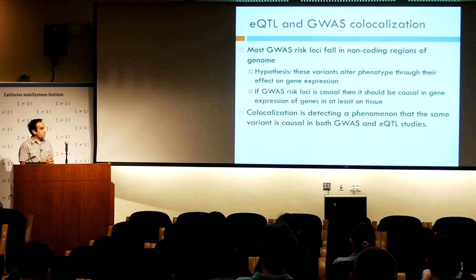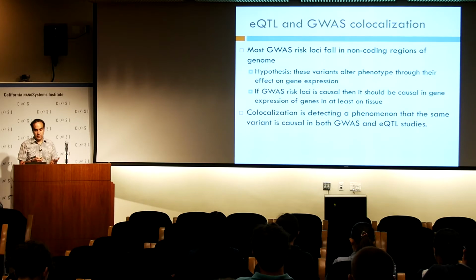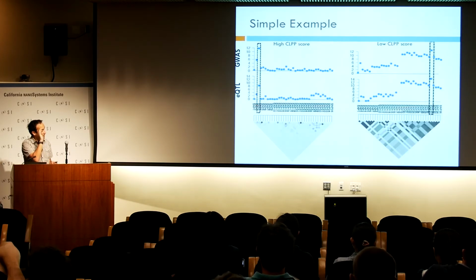So if a GWAS risk locus is causal, then it should also be causal for the expression of genes, at least in a specific tissue. This is actually the underlying hypothesis of why we do eQTL studies and collect them. Co-localization is the method to try to detect this phenomenon: the same variant is causal in both GWAS and eQTL studies. If we have a method to find the causal variant, we can just apply it twice and see what we get.